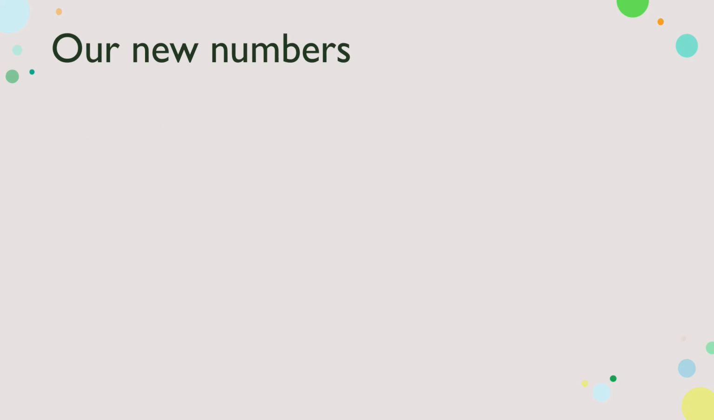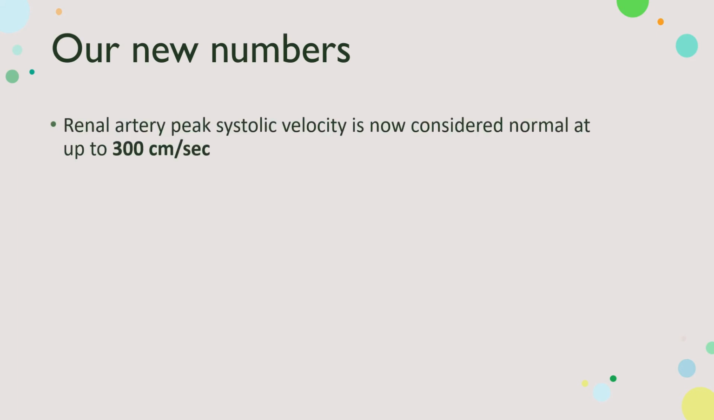So what are our new numbers? We're going to use a peak systolic velocity within the renal artery up to 300 centimeters per second. And I want to mention, as Dr. Fernando Pazier mentioned on his video, that a lot of times the peak systolic, the maximum velocity, is not really at the anastomosis. It's usually in the proximal or mid segment of the artery.